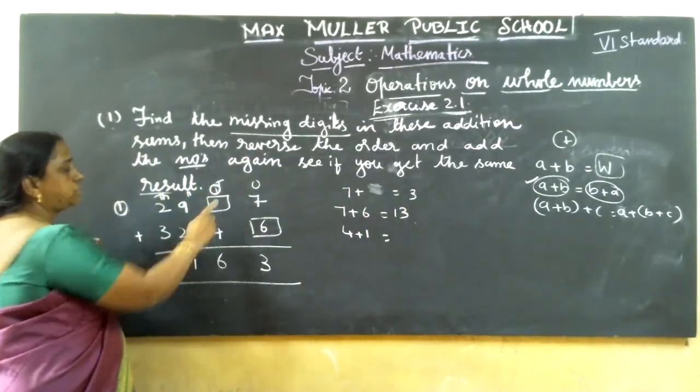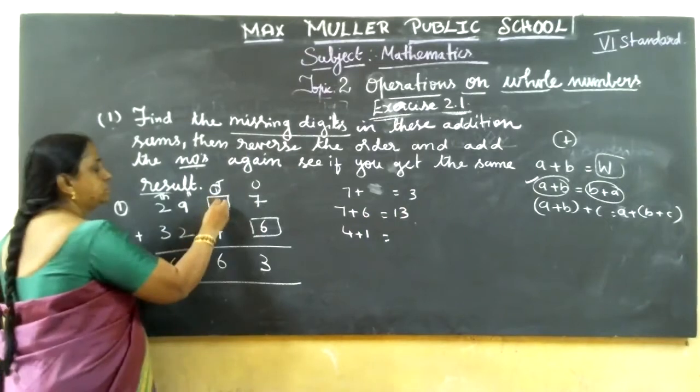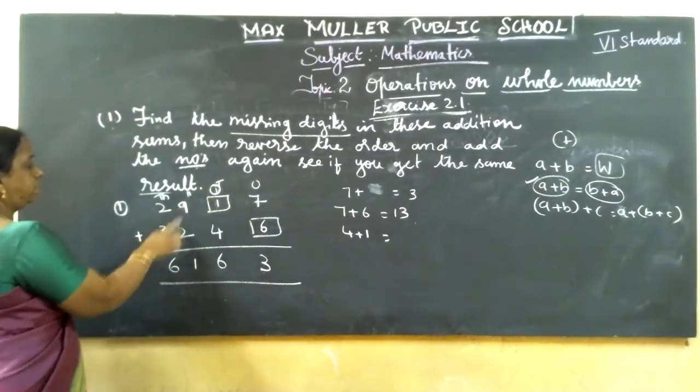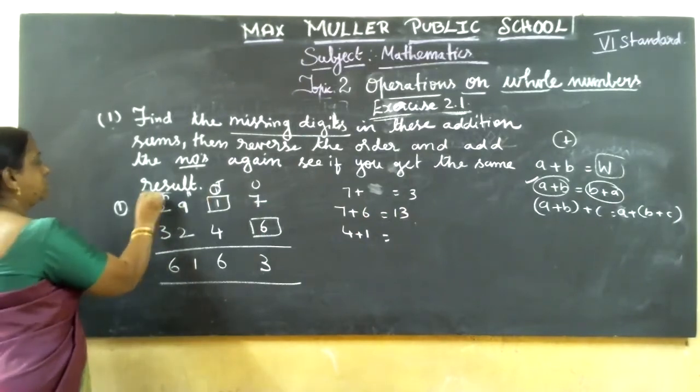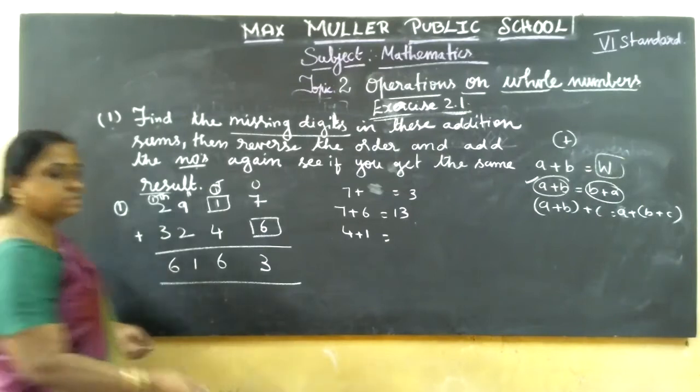So what number should you add here? 4, 5, 6 means 1. So now 4 plus 1 is 5, 6. Okay, 9, 10, 11, 1 carry, 3 plus 3, 6. What did we miss?